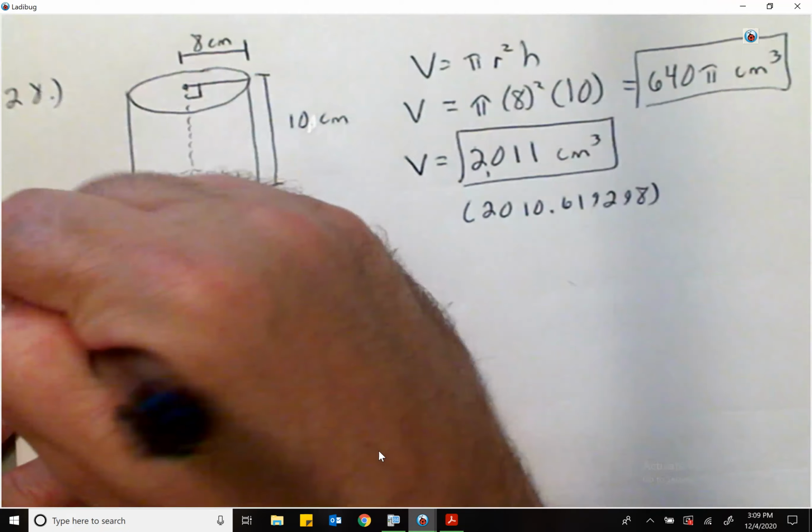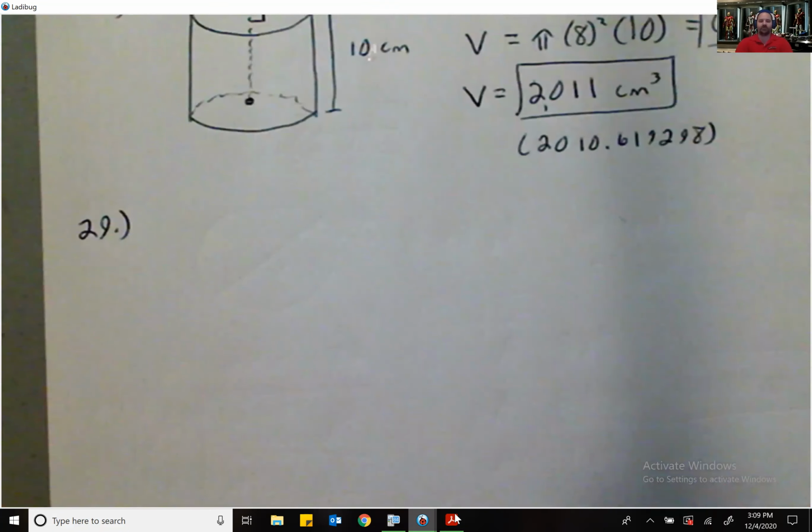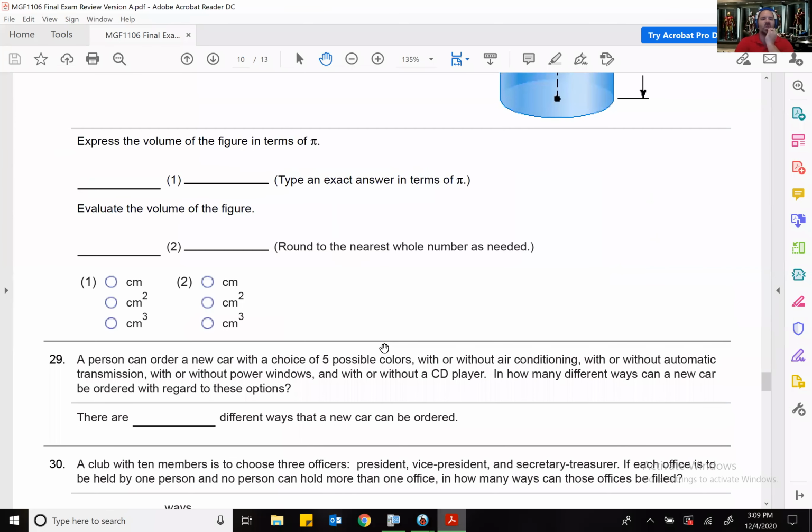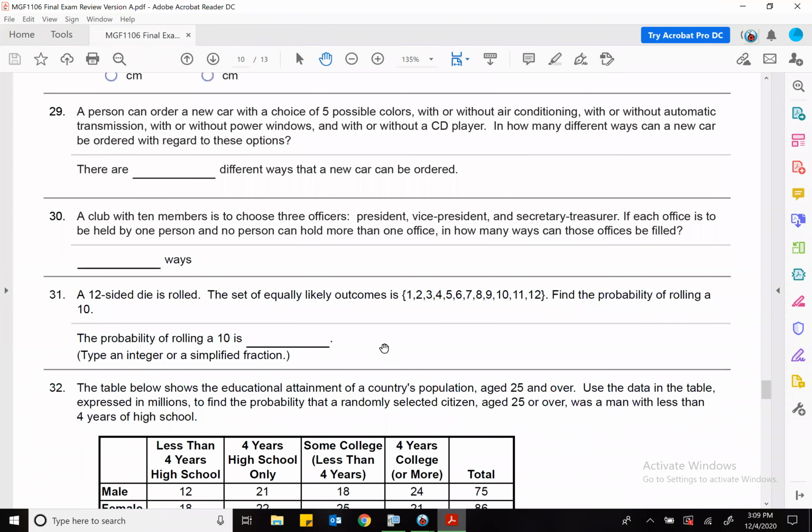Number 29. All right, so we're out of chapter 10. We're into chapter 11. All right, almost there, almost there.